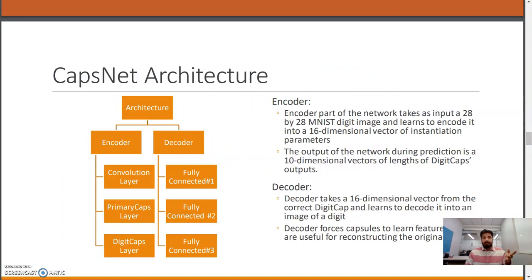Now, the CapsNet architecture consists of two parts, encoder and decoder. In the encoder, we did a convolution layer, then we used a capsule layer, then we did the digit caps layer. In the decoder part, we reconstruct the image from the digit caps output to give the image with the same accuracy that we started with.